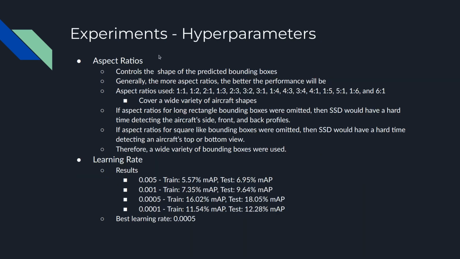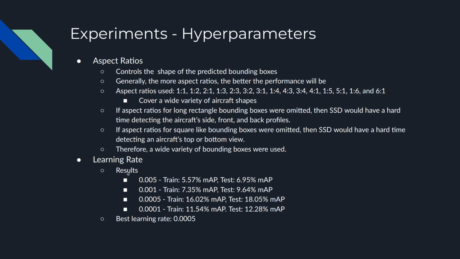We also played around with the aspect ratios, and here are the aspect ratios that we were using. We found that if only the aspect ratios for long rectangle bounding boxes were omitted, then we couldn't detect the side, front, and back profiles of aircraft. Likewise, if we got rid of the square aspect ratios, then we couldn't detect the top or bottom of the aircraft. So the best case here was a variety of both.